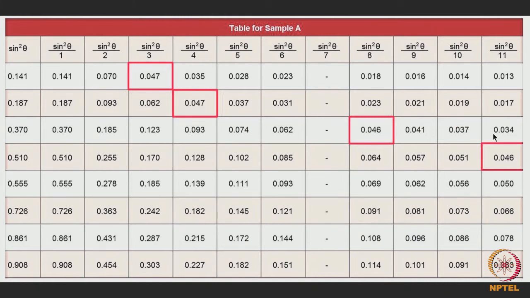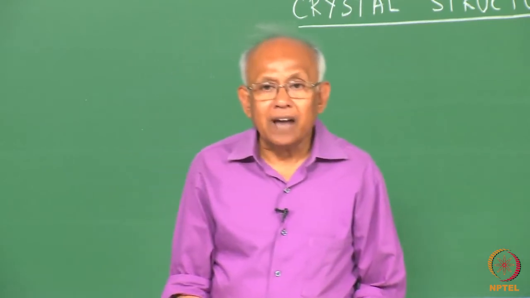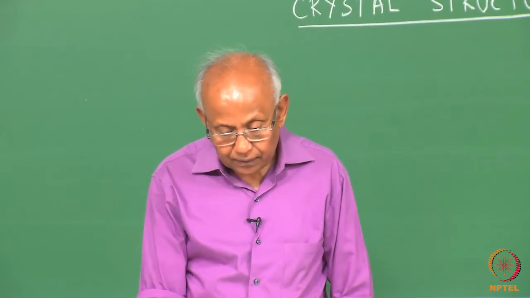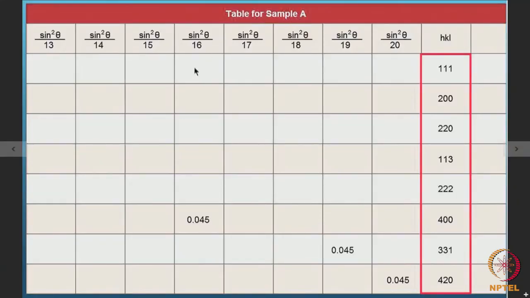Now, in this way, if we carry on, in fact, we can find out that this is true for all the 8 lines in the pattern. For example, the sin square theta of the 6th line, when divided by 16, also gives the same value as we had before. Then for the 7th line, sin square theta divided by 19 also gives us a similar value, 0.045. Sin square theta divided by 20 for the 8th line gives us a value of 0.045, the same value.